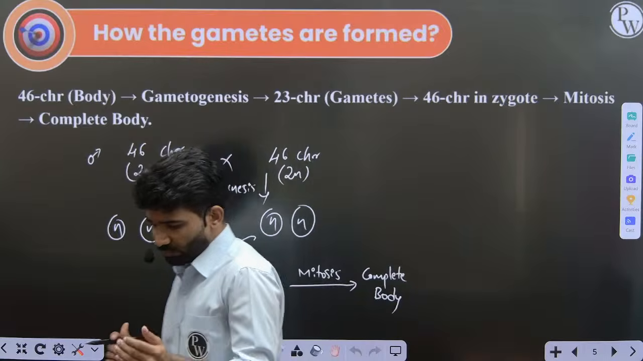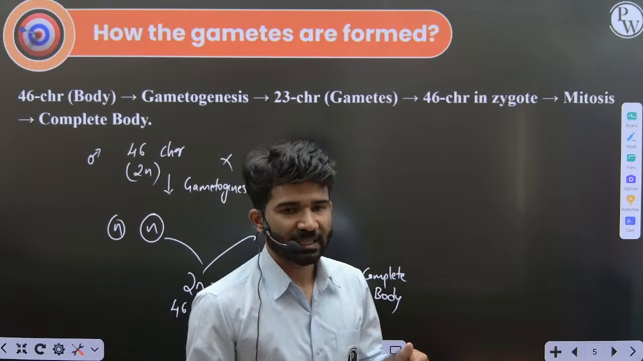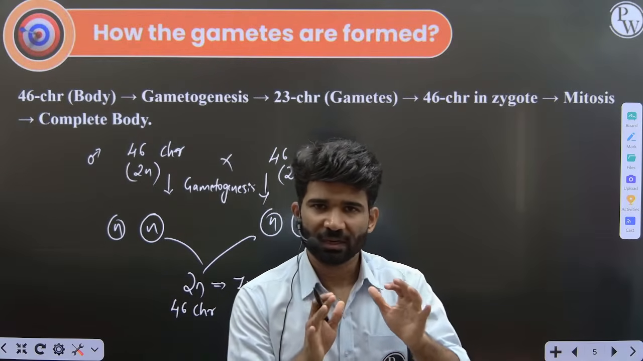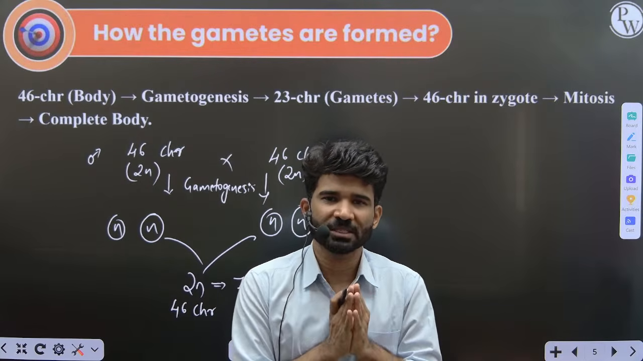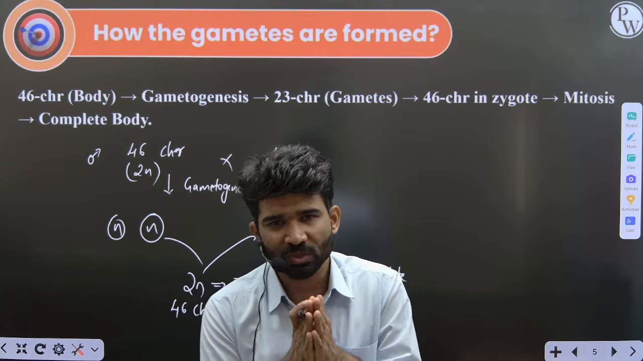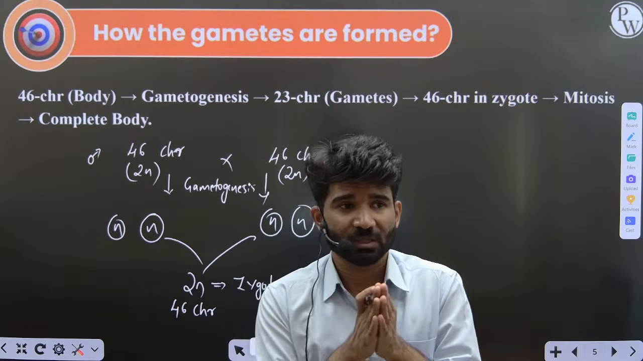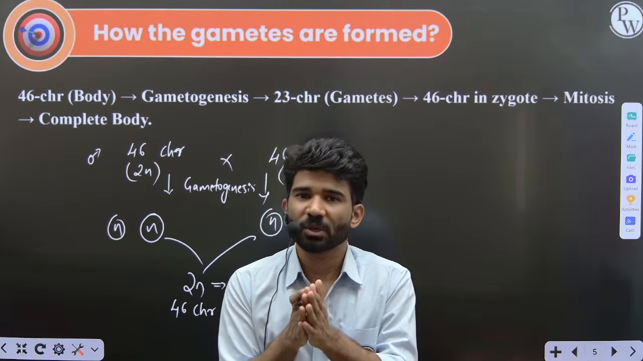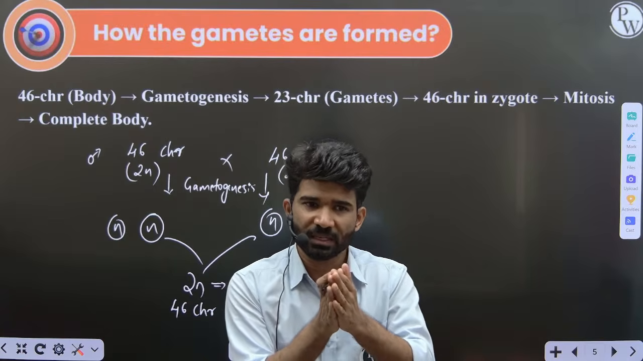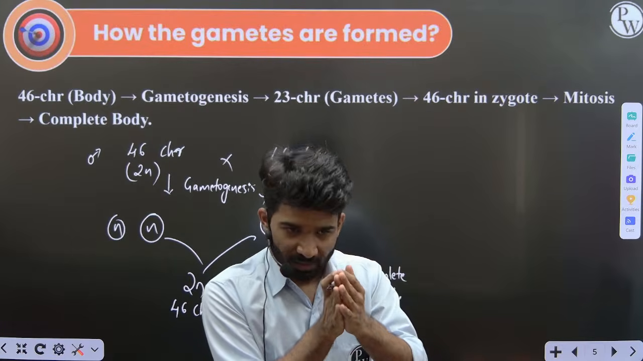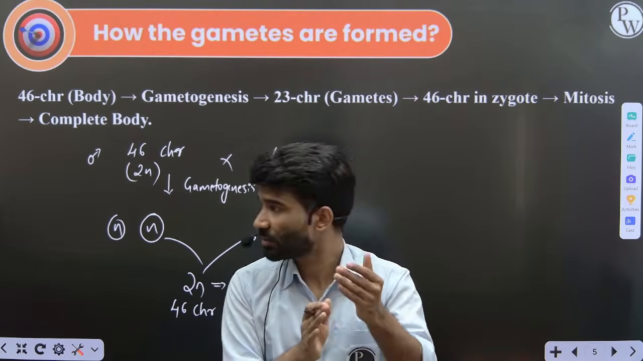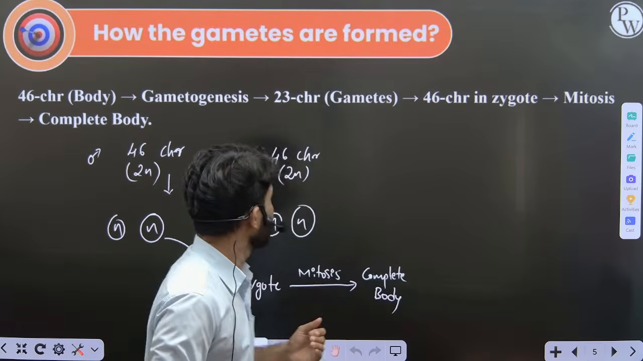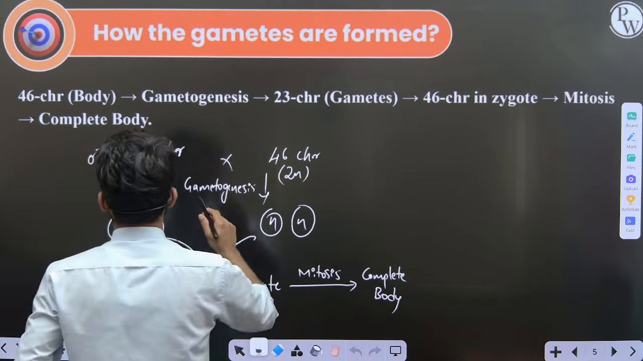Then what you have to know before starting the chapter is how the gametes are formed. You also have a brief idea of how the gametes are formed, through the process called gametogenesis. You already learned mitosis as well as meiosis. Gametogenesis, right. So what happens?